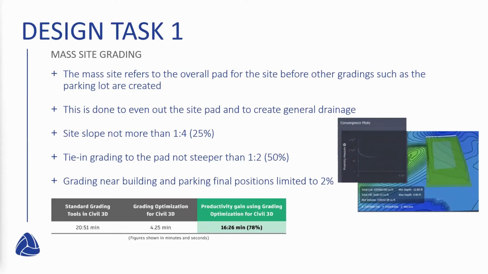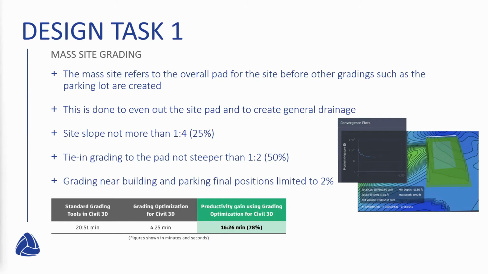This is the mass site grading. Basically this is just the overall pad. Imagine you have a site, and the site has a wall boundary or just an outer boundary. This is to get an overall pad before any of the other aspects are created, usually before your parking lots and building pads and those types of things are added into your design. This is also done to even out the site pad as well as create a general drainage aspect to our site. All right.